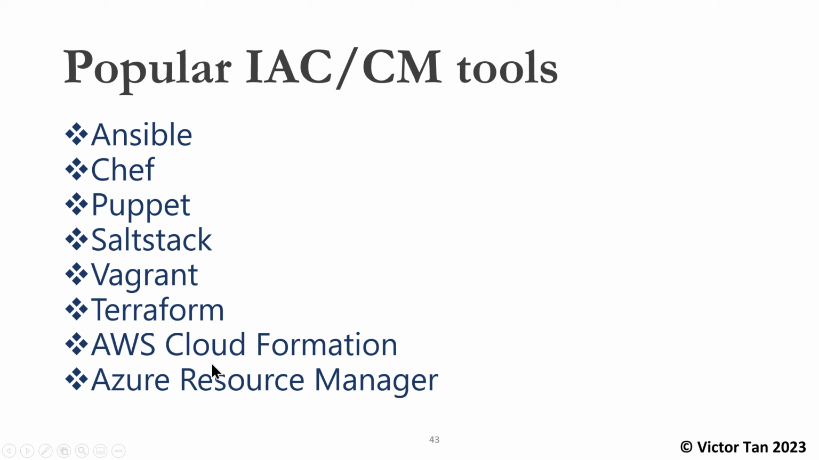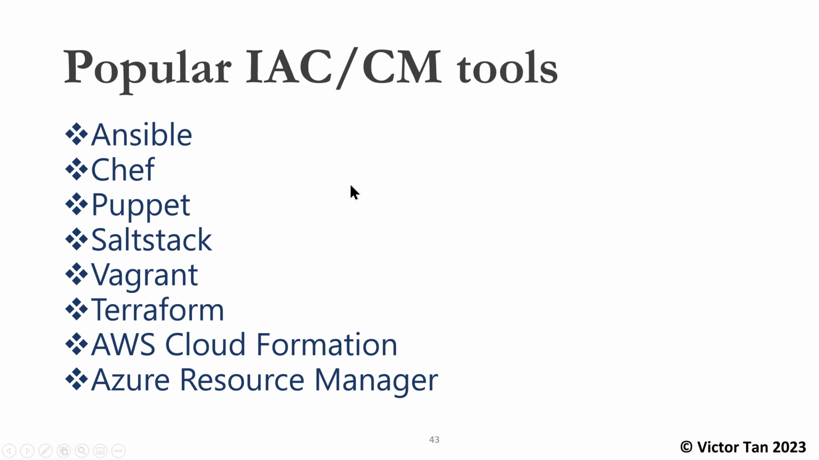These are some of the more common ones. The most popular one is Ansible, which is what we're going to be using in our lab session. And there are a variety of other alternatives as well. AWS also has its own tool for doing IAC CM, and so does Azure, and so does Google. So all of these are different IAC and CM tools.